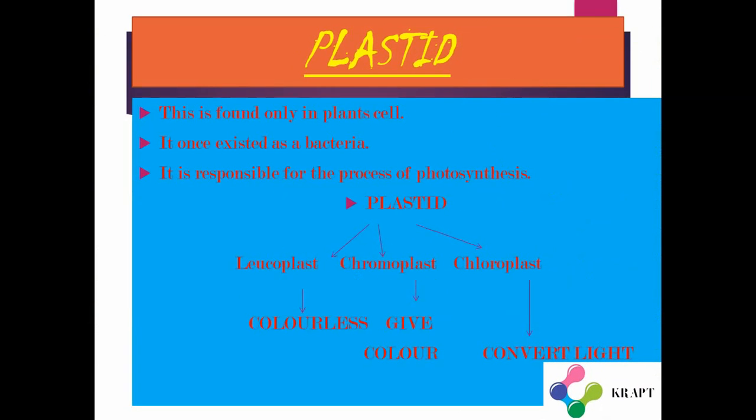The next one is plastid. Plastid is present only in plant cell. It once existed as a bacteria. It is responsible for the process of photosynthesis. Plastid is divided into three parts. This is leucoplast, chromoplast, and chloroplast. Leucoplast is colorless, whereas chromoplast give color to the plant, as in for flowers. Chloroplast convert light energy into sugar.